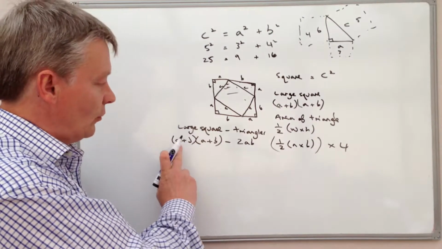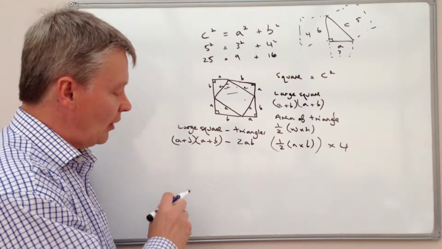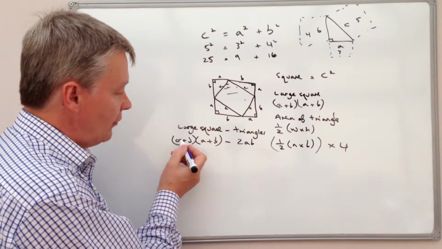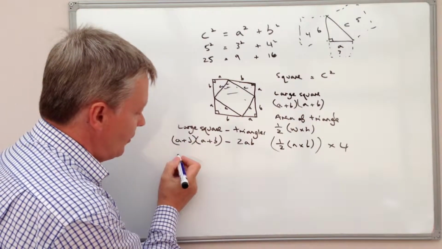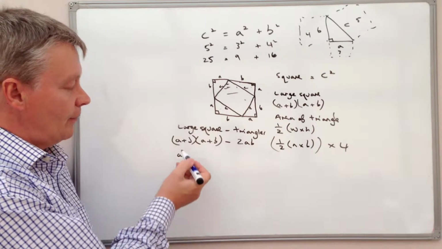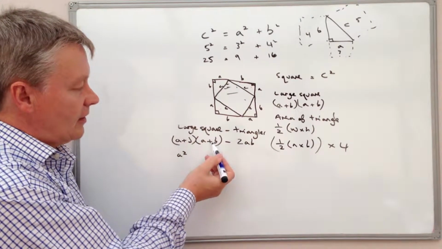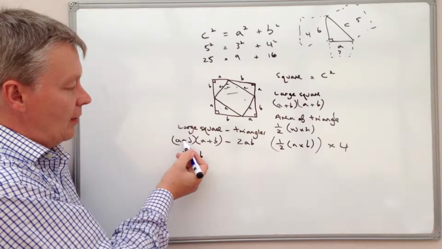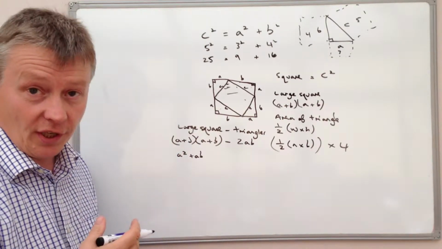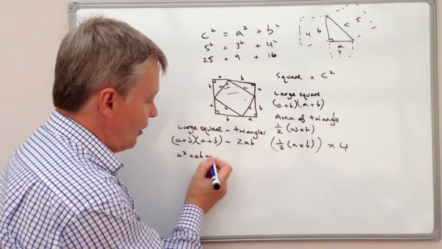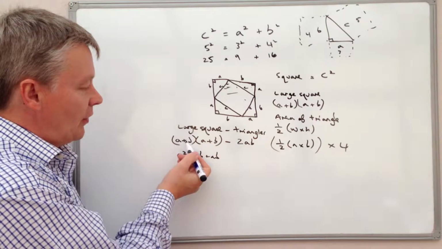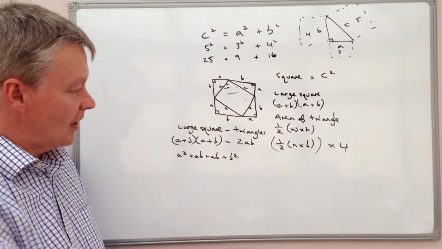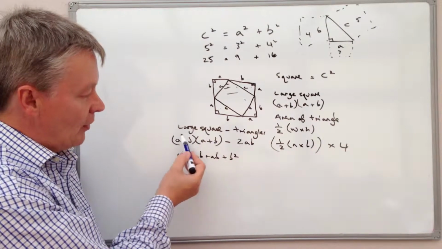Okay, so we use a little bit of multiplication out of the brackets here. So if we do that, we've got A times A, which is A squared, A times B, which is positive AB, B times A, which is positive AB again, and then we've got B times B, which is B squared. So that's multiplying out those brackets.